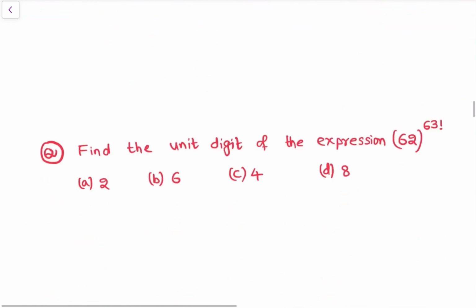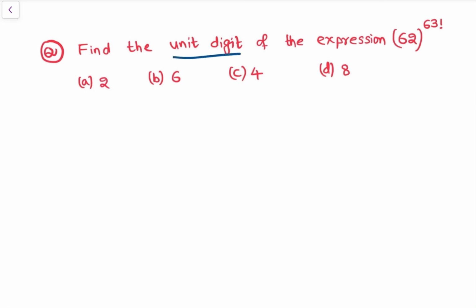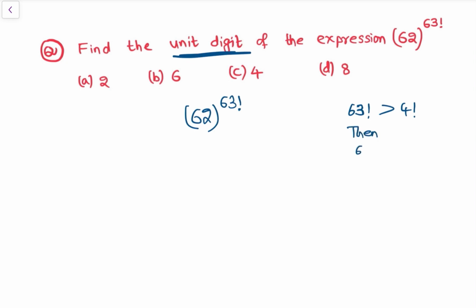So look, find the unit digit of the expression 62 to the power 63 factorial. Now we know 63 factorial is greater than 4 factorial. Then the power 63 factorial would become 4 factorial, so this expression would be 62 to the power 4 factorial. And we know 4 factorial is 24, so 62 to the power 24.